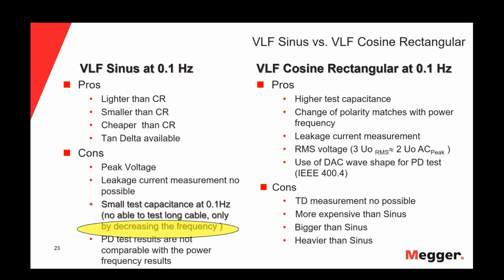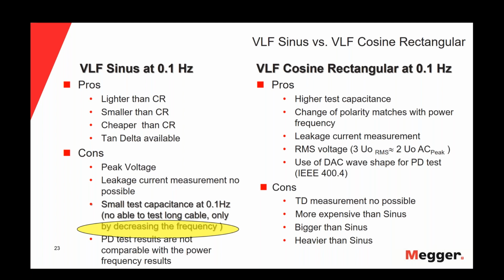Continue with the VLF cosine rectangular pros. We have a higher test capacitance. The change of polarity matches with the power frequency. I will explain this in the next slide. We can measure the leakage current. We apply an RMS voltage, and we can use the damped AC wave shape for partial discharge. These are some advantages that we have with the cosinus rectangular wave shape.